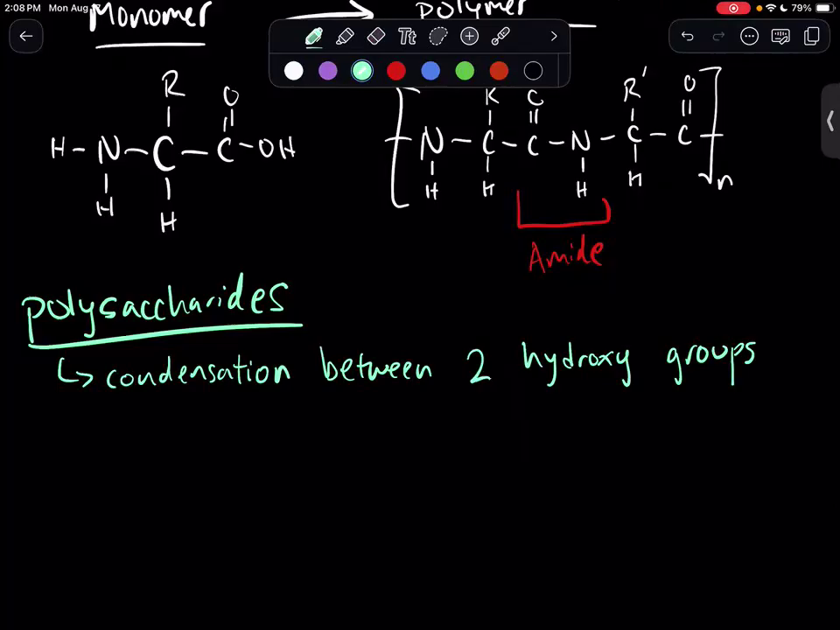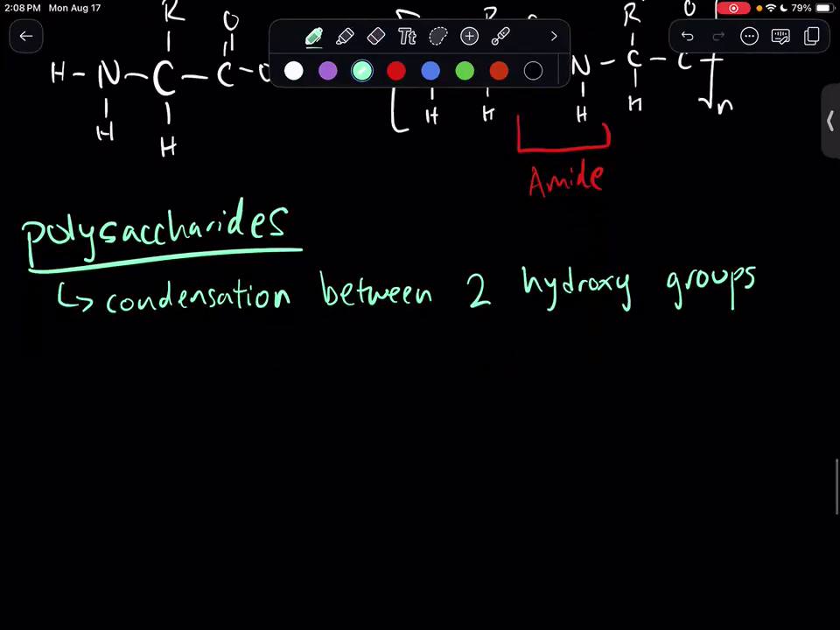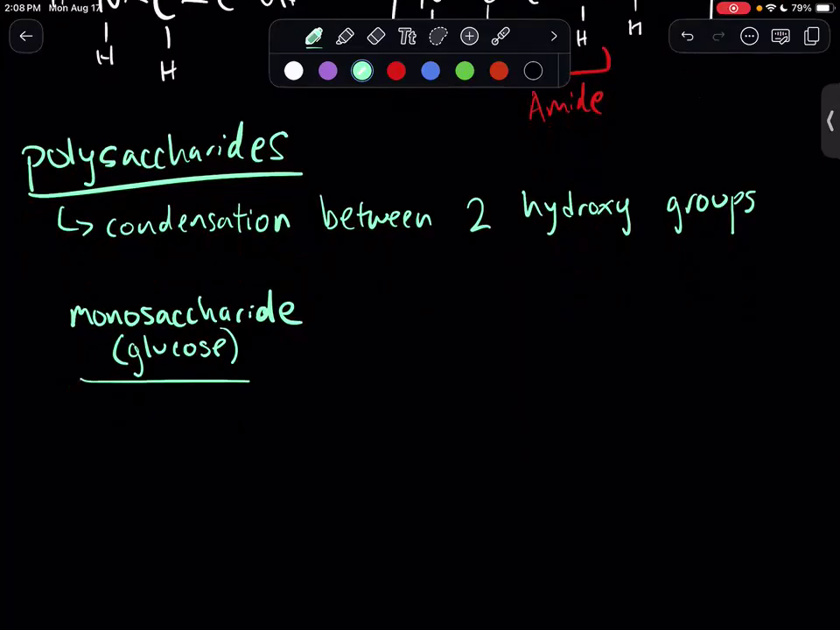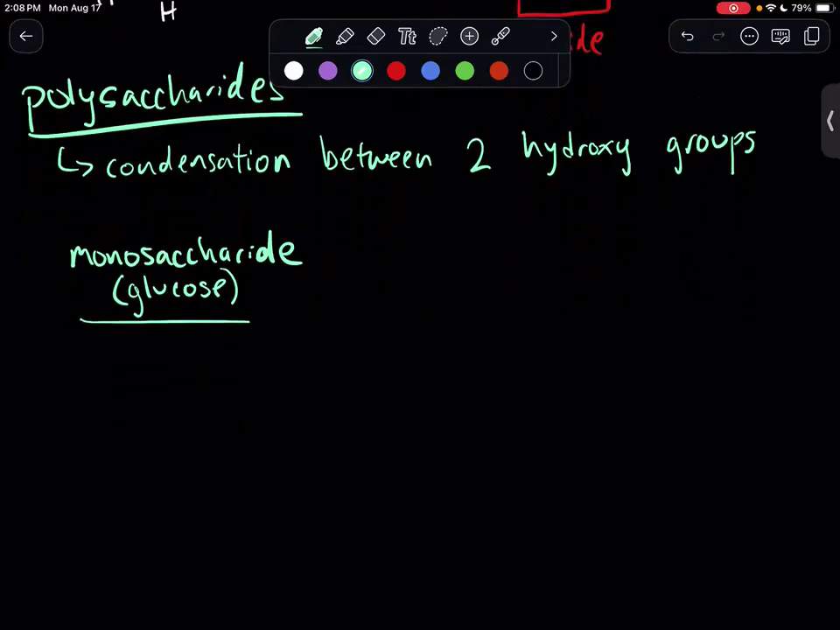Which is odd because we haven't seen two hydroxy groups do it yet. So how does that actually work? Well, if we have a monomer of it, which is actually called a monosaccharide, and we'll take one of the most common examples, in this case glucose, just the simplest sugar that we use for energy. Plants create it through photosynthesis, and we consume it as we go through our metabolism in our mitochondria.